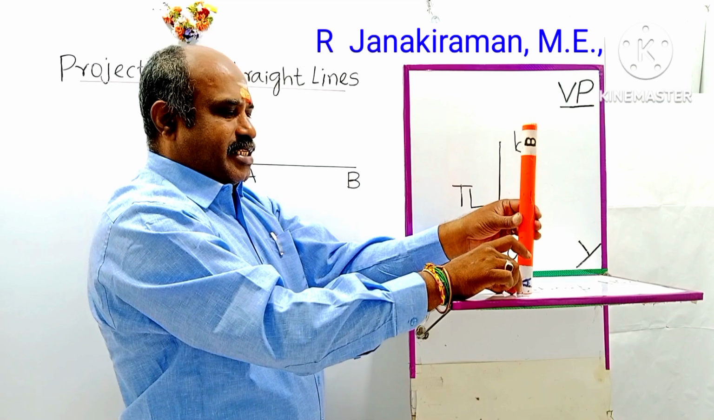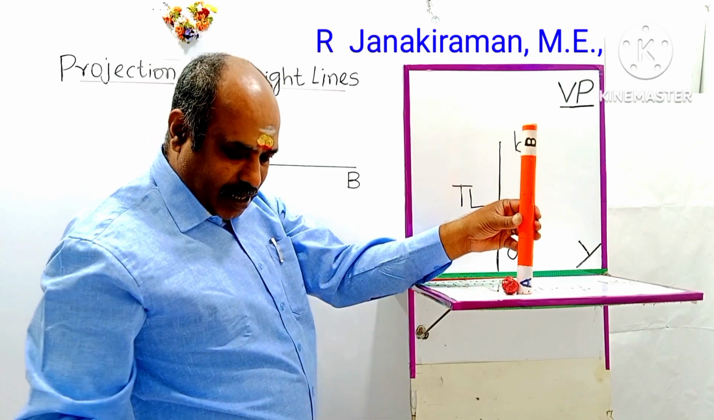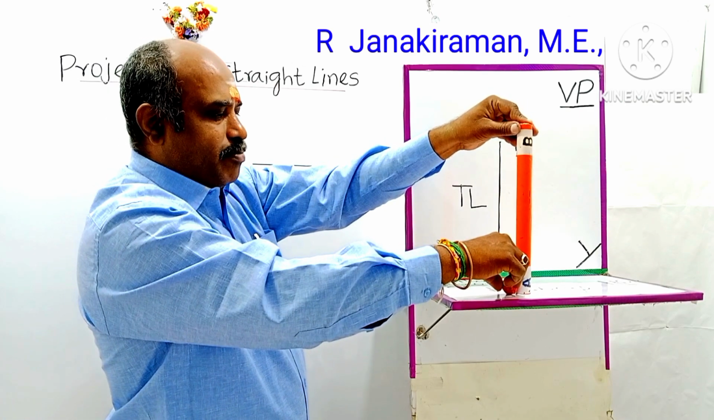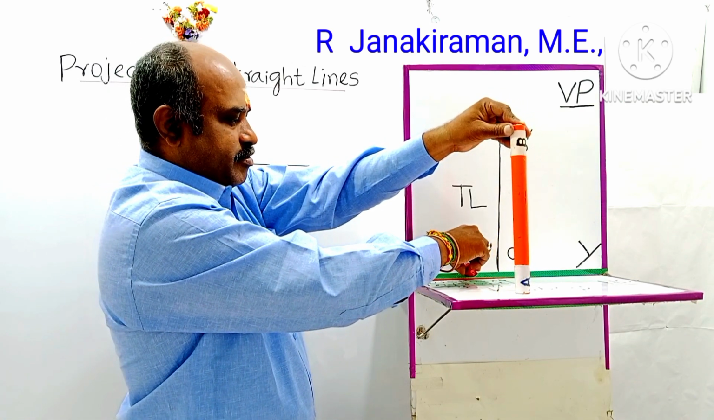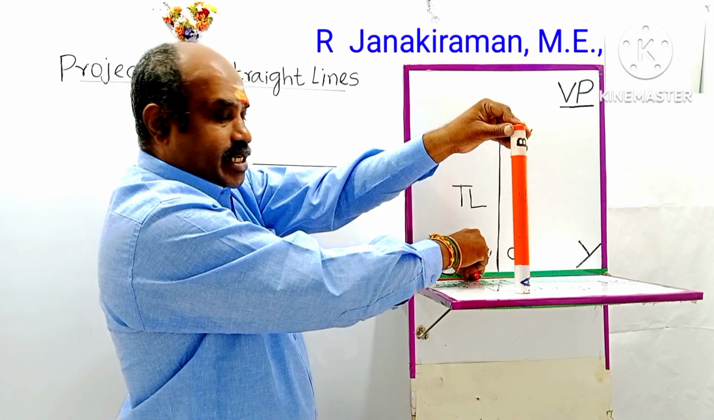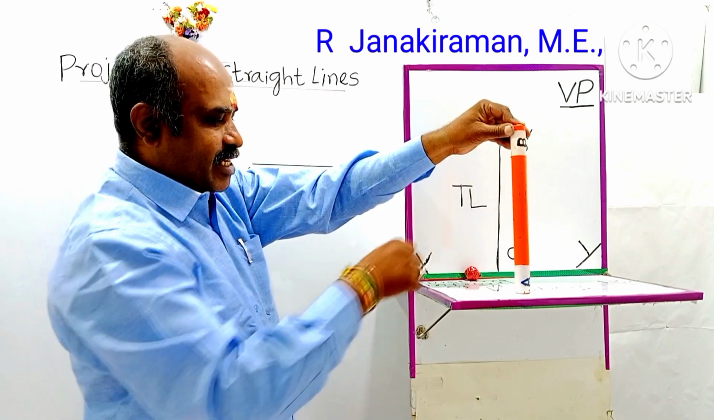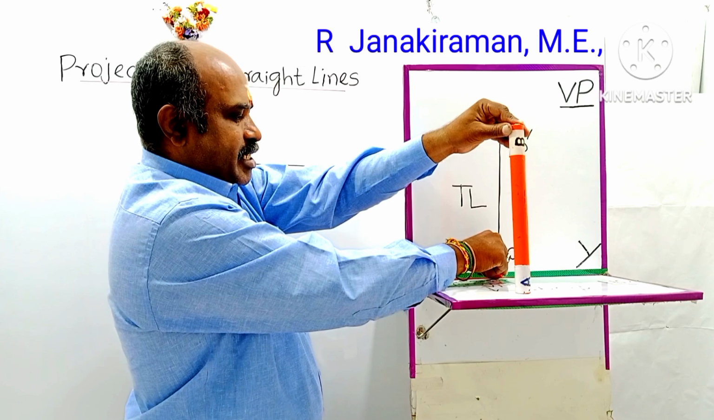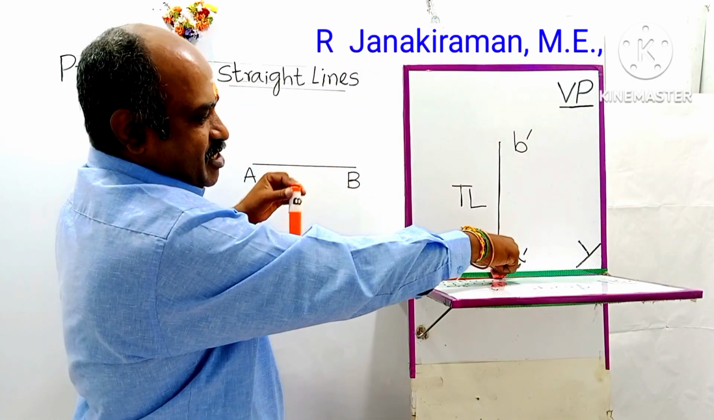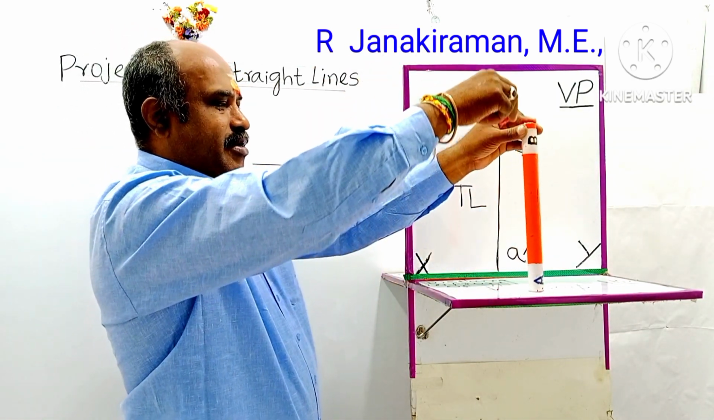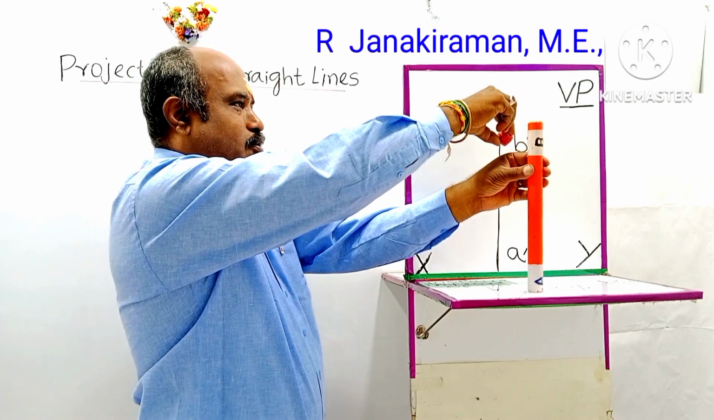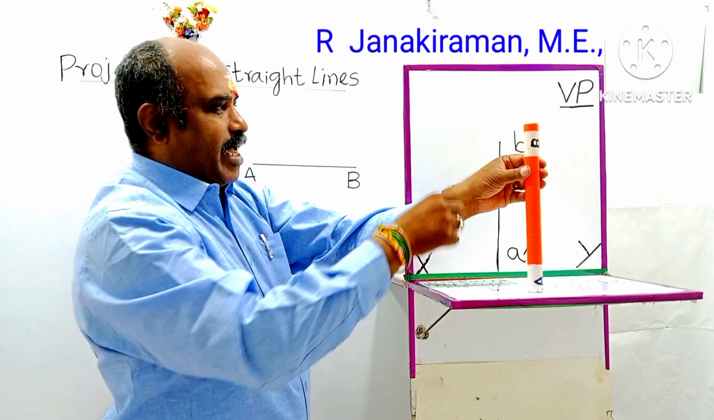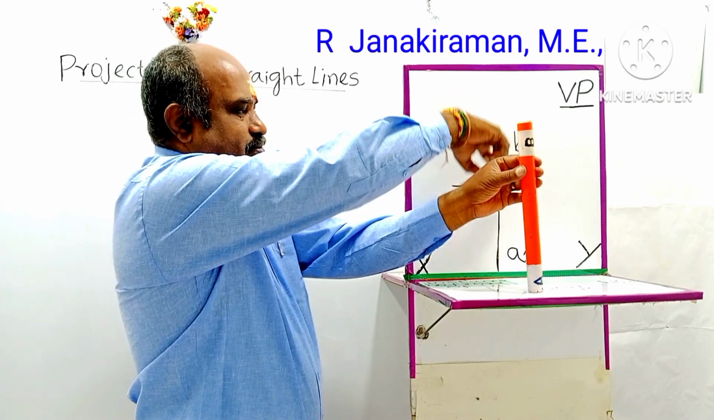Okay, the end point A, having contact on the horizontal plane called HP, goes and is projected on the vertical plane, 90-degree perpendicular, like a ray. Physics, you would have studied a ray. Like a ray, it is projected on the vertical plane called VP, and is marked as A dash. Similarly, another end point B is projected on the vertical plane, goes like a ray, and is marked as B dash. Okay, join A dash and B dash, you get the front view.